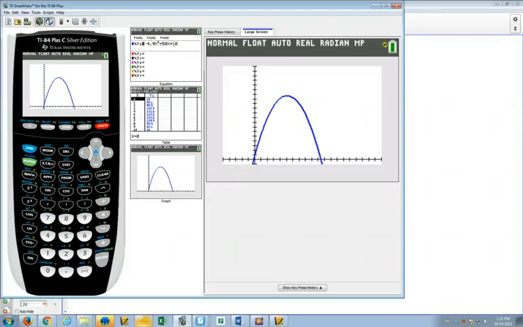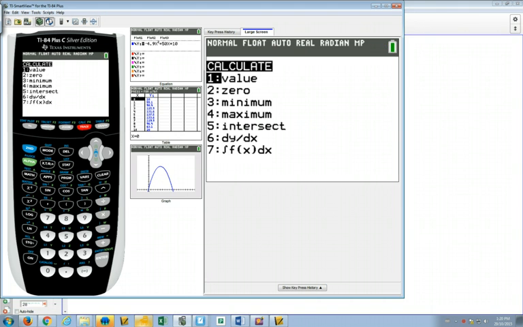Now your calculator can find a bunch of important information, and all of that information is just above your trace button. If you see your trace button right beside your graph button, it says calculate. If you go to that, what we're going to do right now is go through what each of these things are and what they do.